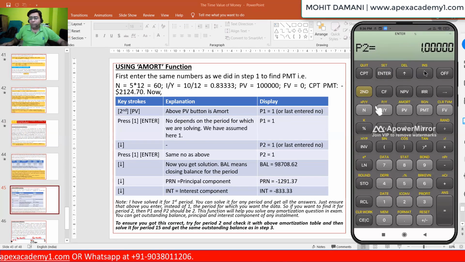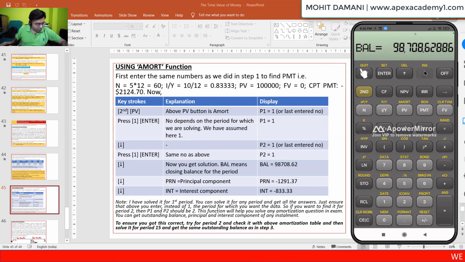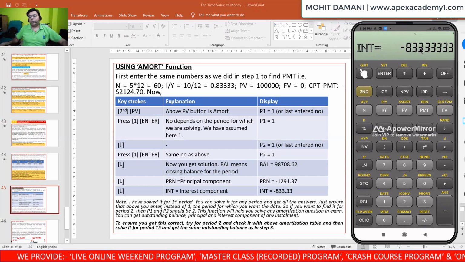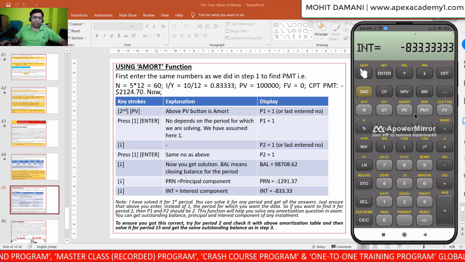One thing you have to be very careful about: P1 and P2 have to be the same number. If P1 and P2 are two different numbers, your answer will not come. So that has to be the same number. Arrow down, see the balance. It's also there in the manual table calculation. See the principal component, and see the interest component. What we discussed above is also there. So this is the Amort function.